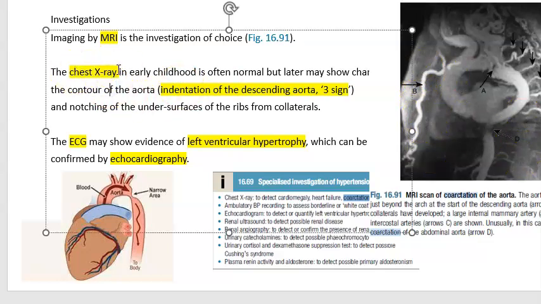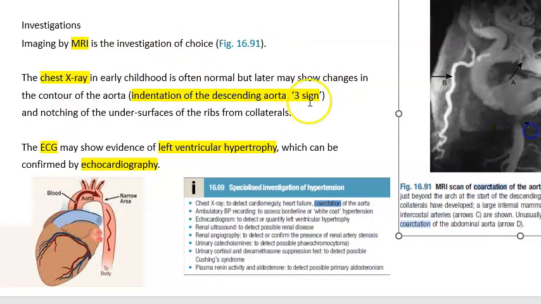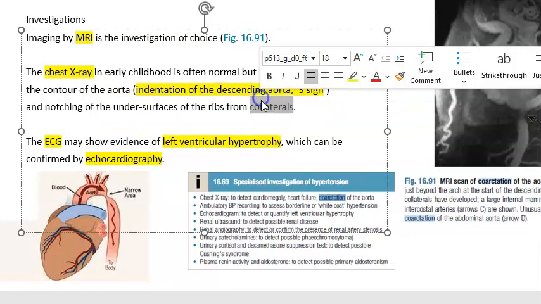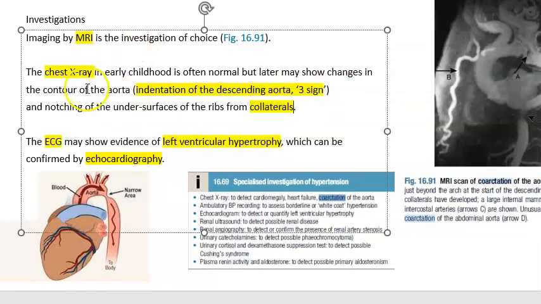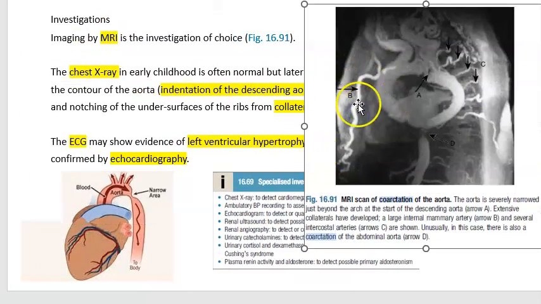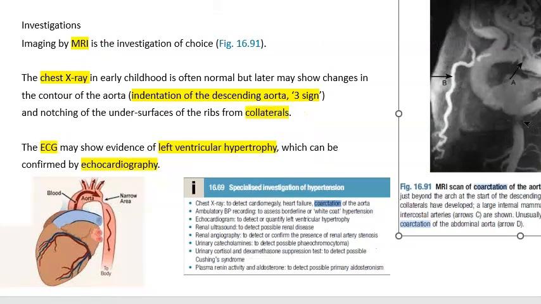Then chest X-ray may be normal in early childhood, but later on it can show a change in the contour of the aorta. There can be indentation of the descending aorta, a 3 sign. There can also be collaterals that you can see in the chest X-ray. I'm thinking they have not used contrast, or are they using contrast in this X-ray? Then coming to ECG, there can be left ventricular hypertrophy because the heart has to pump against this narrowing, and you can confirm this with echocardiography. This MRI is having contrast, right? So I'm thinking even the X-ray can have contrast.